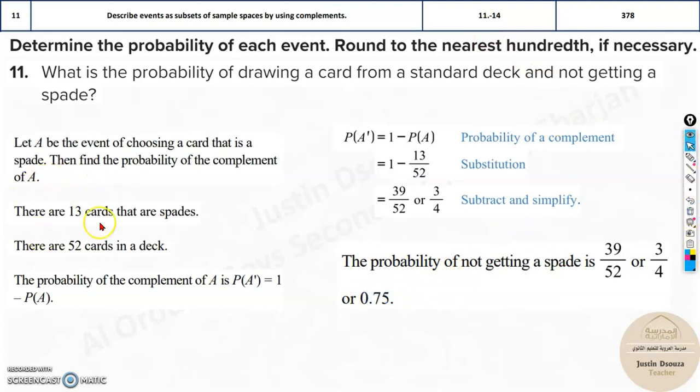So this is it. I'll repeat again. 13 are spades. Total cards are 52 in a standard deck. So we find the probability, 13 divided by 52, and we subtract that from 1. That would give you not getting a spade. That's it: 1 minus 13 by 52. You can put it in the calculator directly, or you can solve: 13 by 52 is 1/4, and 1 minus 1/4 is 3/4. That's the answer, 75%.